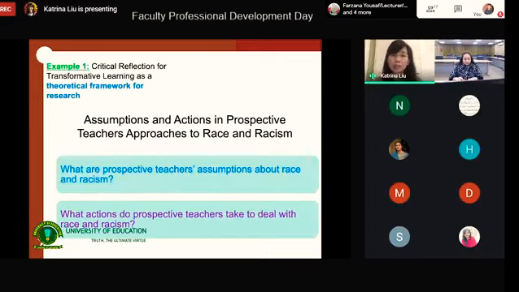So this example is my own research to study assumptions and actions of prospective teachers' approach to race and racism. As we all know, race and racism is an important issue in the United States, especially when the student population has been becoming more and more diverse. As of 2014 and 15, the public school student population in the United States is no longer white majority. That means more than 50% of students in the public schools in the United States are students of color coming from diverse racial, ethnic, and linguistic backgrounds.